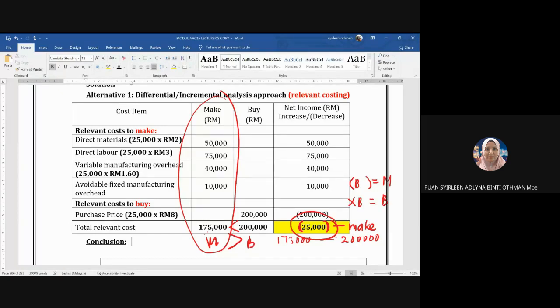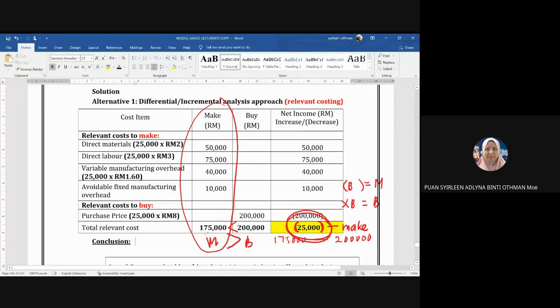Okay, so the difference between make and buy is the increase of your income. Okay, that's the only way to answer. So this is for make or buy decision. Okay, alright. Boleh faham? Okay, so now we go to the next one.